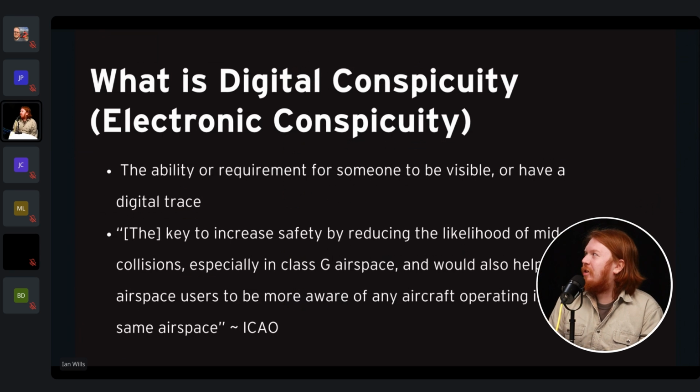So, what is digital conspicuity? We had to practice saying that. Also known as electronic conspicuity, if you ask some people. In general, this is just the ability or requirement for someone to have any type of digital trace. In real life, we kind of have this with things like cookie tracking and facial recognition. But this is something that is being introduced into aviation.